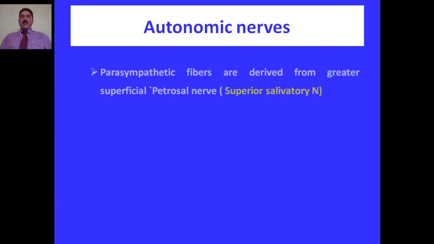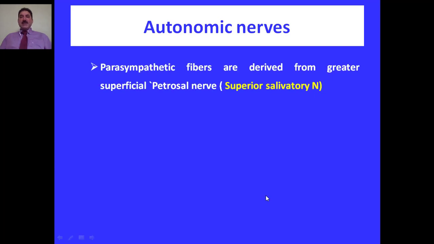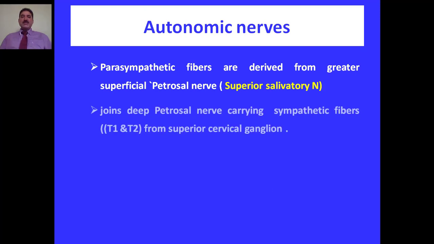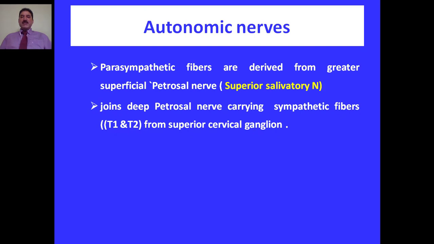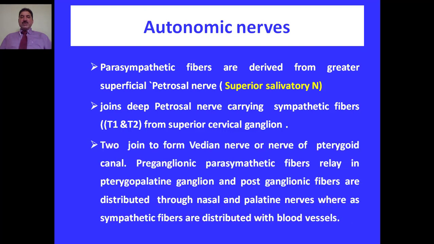The autonomic nerves of each nasal cavity. Parasympathetic fibers are derived from the greater superficial petrosal nerve. These fibers originate in the superior salivatory nucleus. They join the deep petrosal nerve, carrying sympathetic fibers from the first and second thoracic segments via the superior cervical ganglion. The two nerves join together to form the nerve of the pterygoid canal. Preganglionic parasympathetic fibers relay in the pterygopalatine ganglion and postganglionic fibers are distributed through nasal and palatine nerves, whereas sympathetic fibers are distributed with blood vessels.